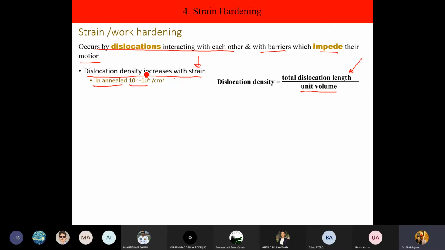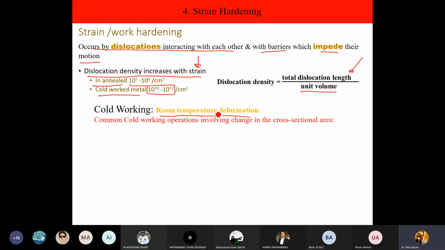And for a strain hardened or cold worked material, this dislocation density increases greatly. It is about 10^10 to 10^12 centimeters per centimeter cube of the material. And what is cold working? As I'd already mentioned, cold working is room temperature deformation.